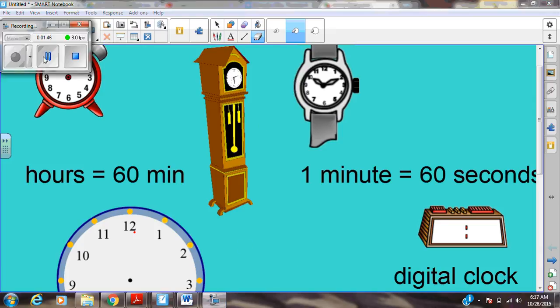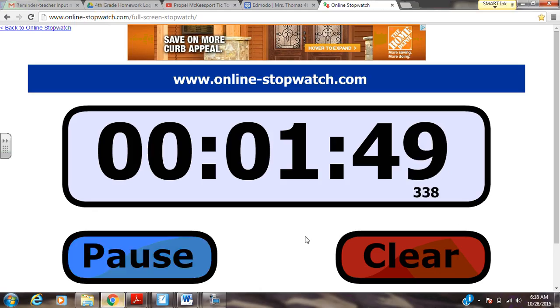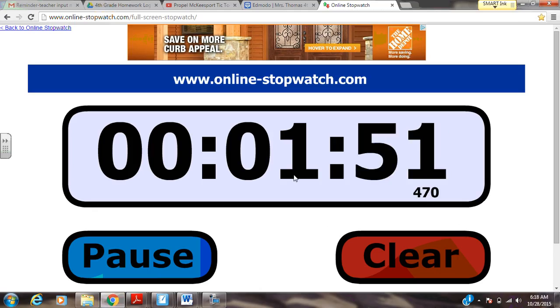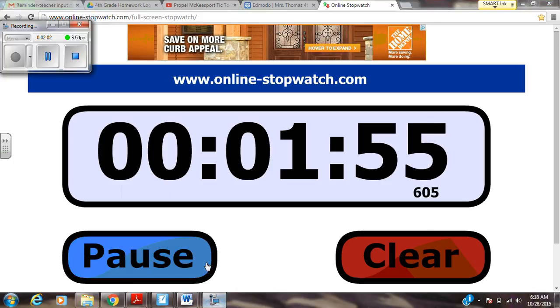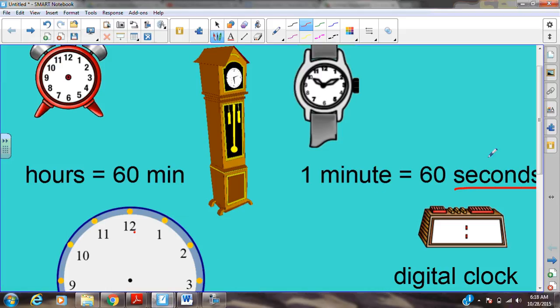So when you're looking at this, you can see that I have seconds here. Seconds is the smallest measure of time that we will talk about. And as you can see, if I go back to my stopwatch, we're now up to 1 minute and 51 seconds. So seconds tick away, and they're the fastest unit of time, or the smallest unit of time. So it takes 60 seconds to make one whole minute.